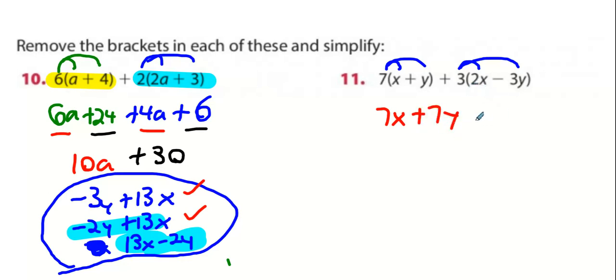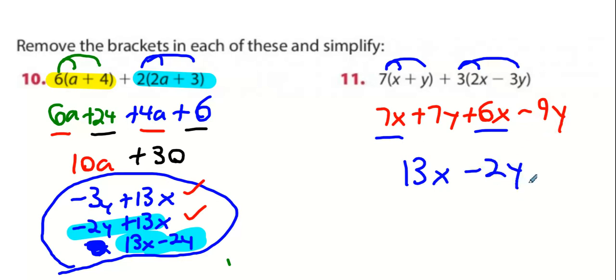3 times 2X, 6X, 3 times 3Y, minus. Now, what's 7 plus 6? 13. What's 7 take away 9? Minus 2. So the answer is in fact 13x. What is 2y? Okay.